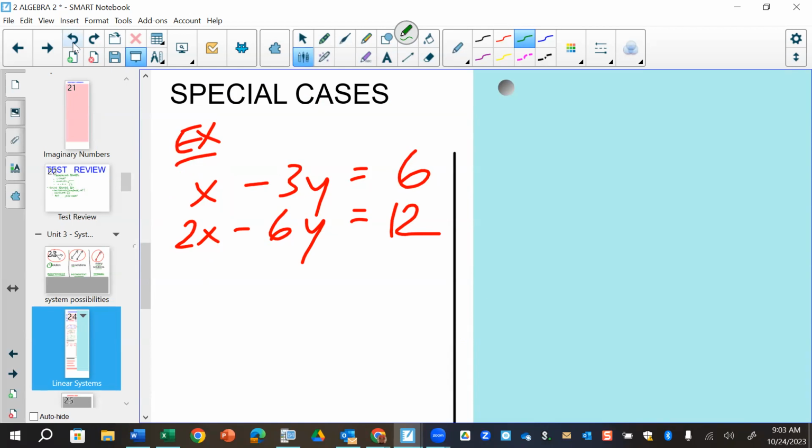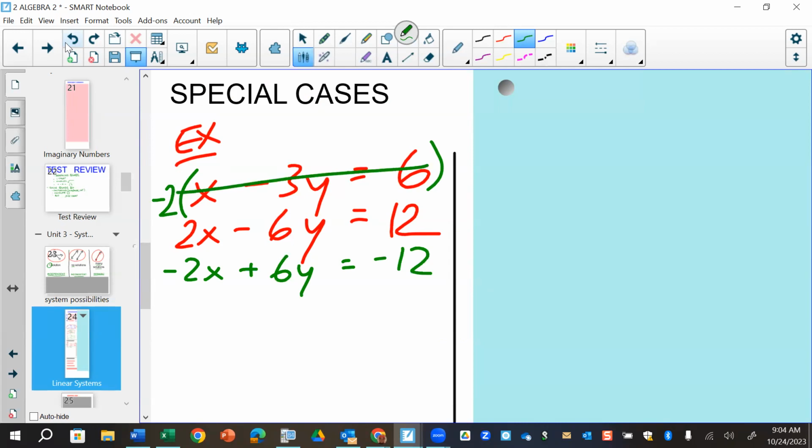Now, someone, bless their heart, they're going to say multiply by 2. Not wrong, but now you'll have to subtract instead of adding. That's not much tougher, but tough enough that somebody's going to make a mistake. So you're going to multiply the top by negative 2. That gives you negative 2x, negative 6y, negative 12.